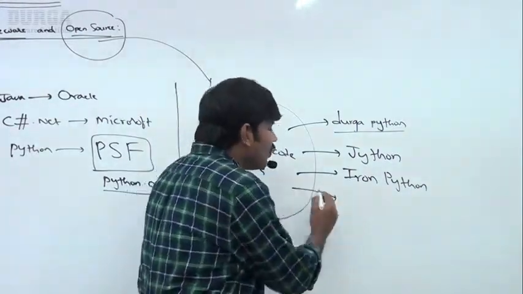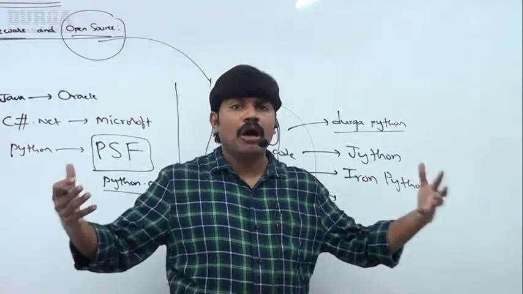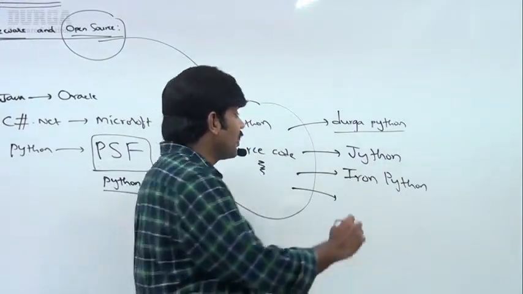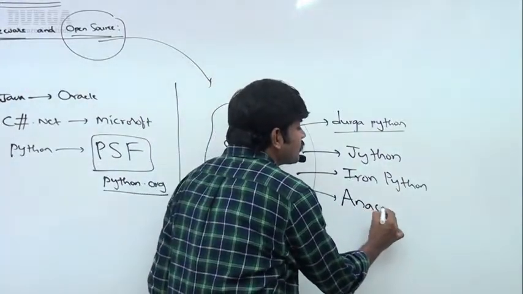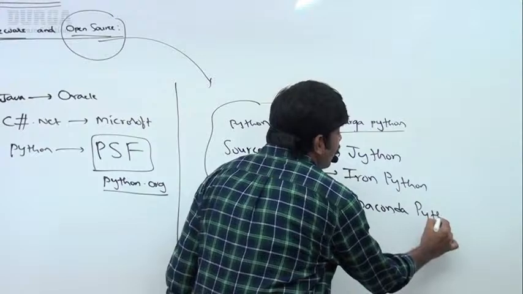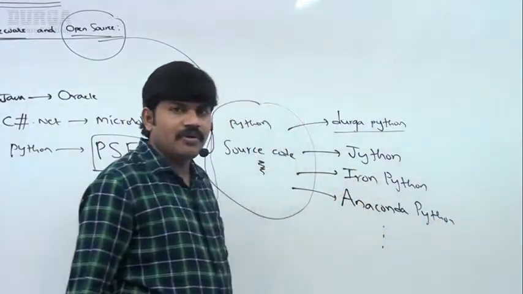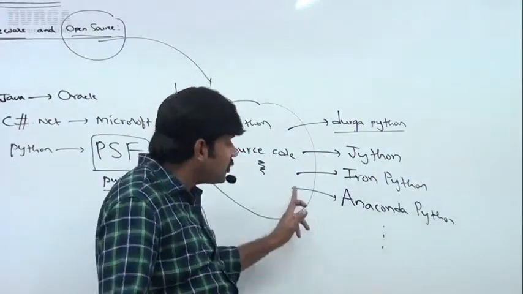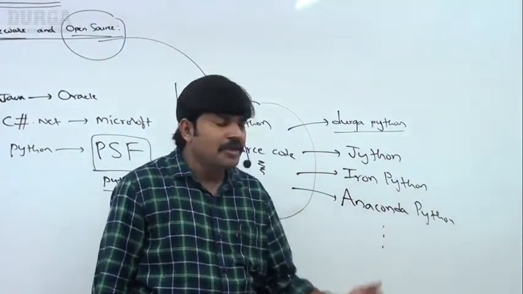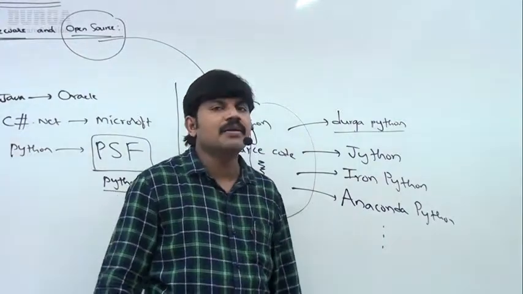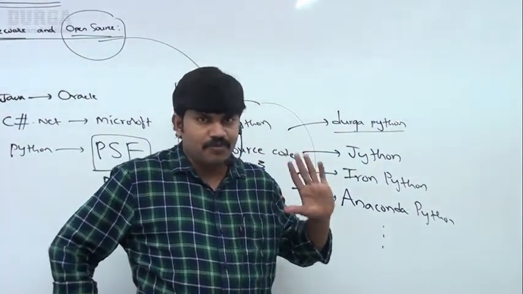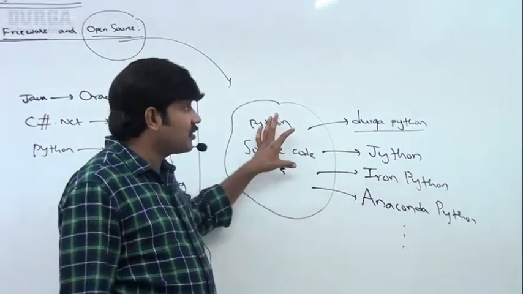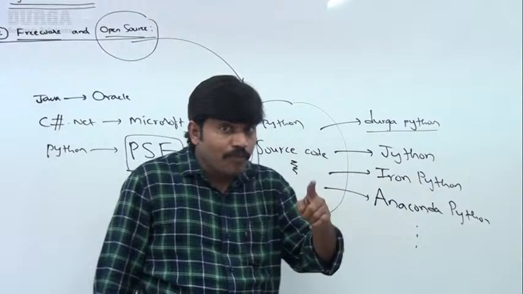Suppose I want to work with big data, to handle large volumes of data. For that, a specialized version of Python came, Anaconda Python. So this is the advantage of Python: for every requirement, a specific version is available in the market. We can happily use that specific version and fulfill our requirement. Source code is open, and based on our requirement we can customize Python software itself because it is open source.